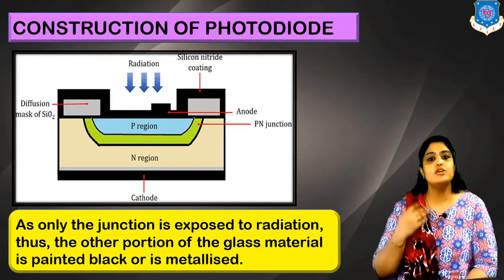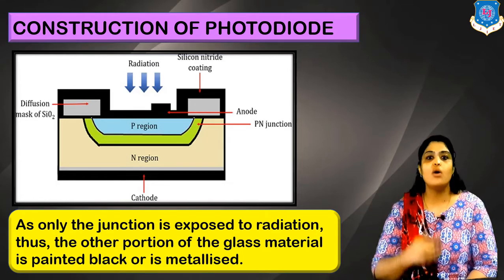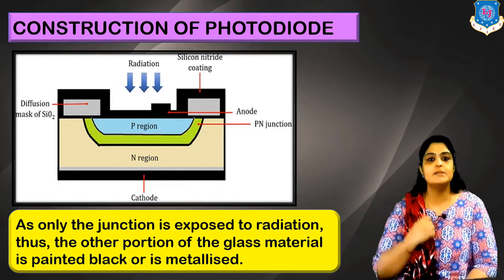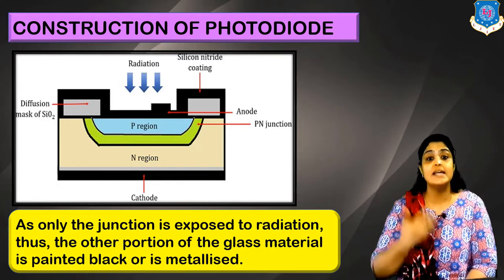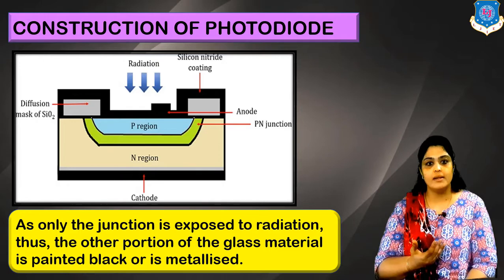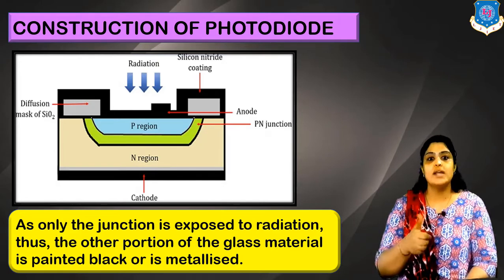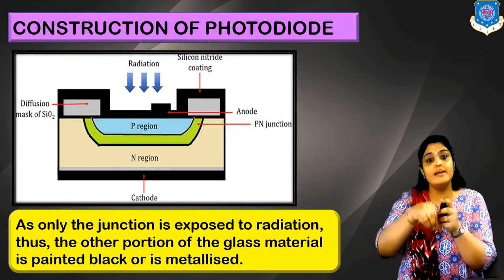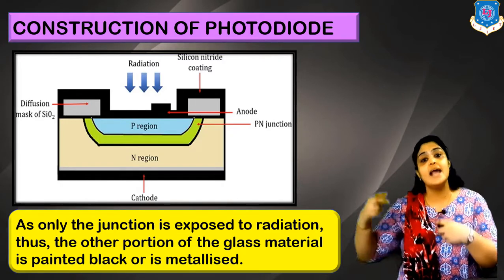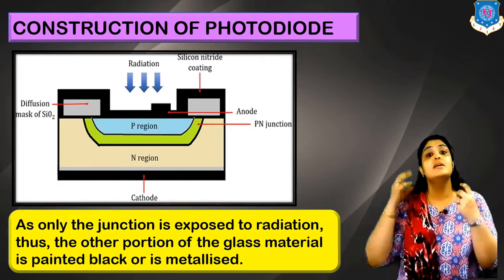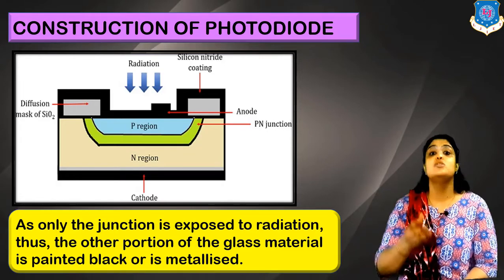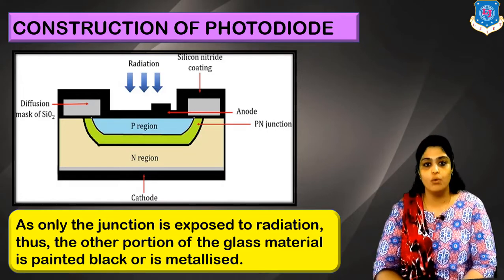The other portion of glass material is painted black or metallized. I just now explained to you the reason for the need of metallizing the material, right? Now, there are 2 basic reasons. One is metal coating, so that only the depletion layer is exposed to light. And second is the anti-reflection coating, so that the light is reflected less, so that it can be absorbed more.